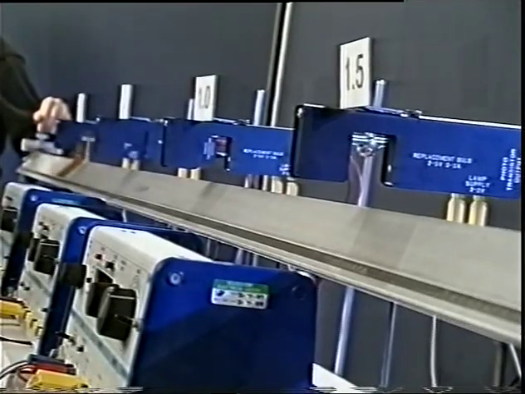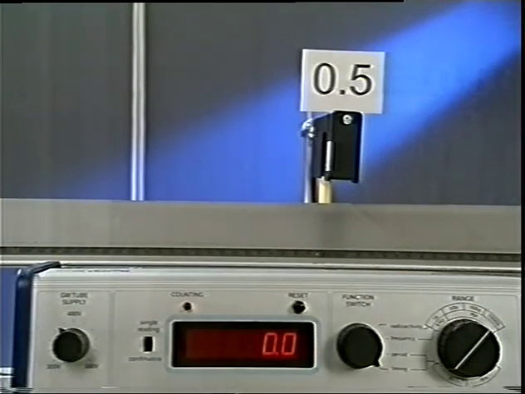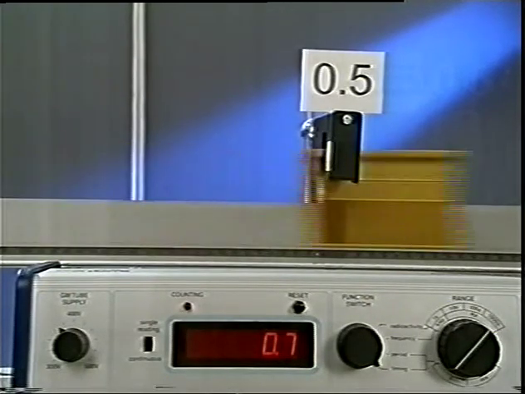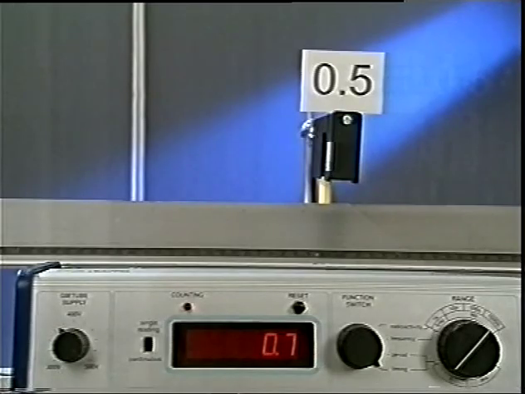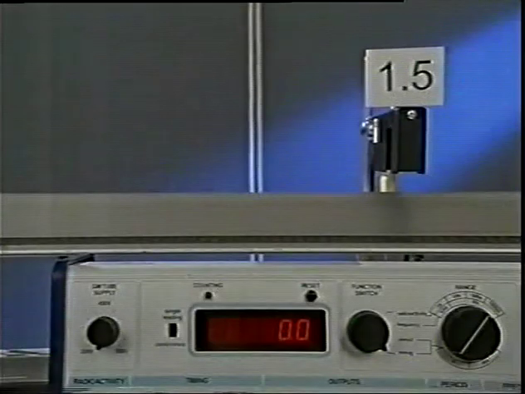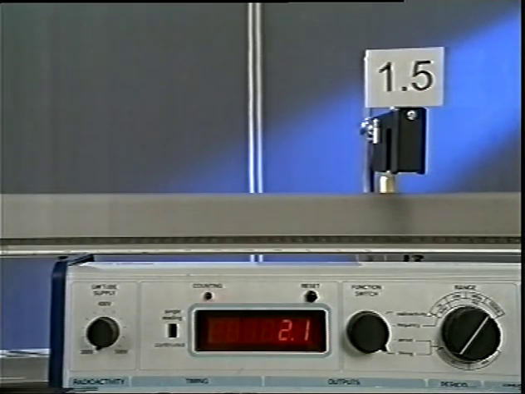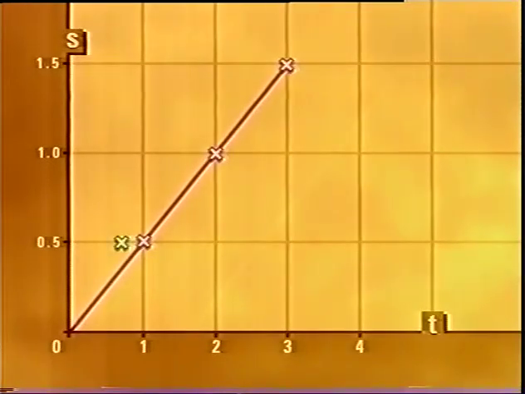Increase the speed of the aluminium vehicle and the time taken to travel each distance will change. At 0.5 metres, the time from the start is 0.7 seconds. At 1 metre, the time is 1.4 seconds. At 1.5 metres, the time is 2.1 seconds. Increasing the constant speed of the vehicle produces a graph with a steeper incline. It takes less time to travel each half metre.